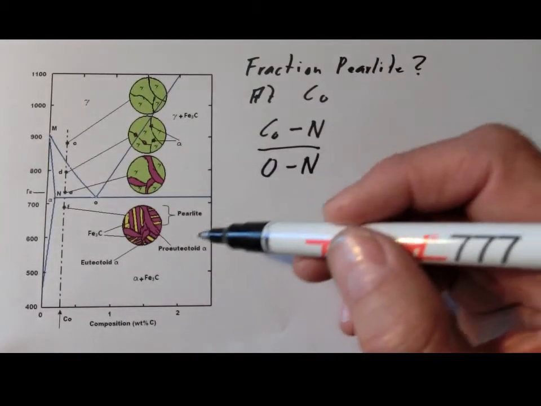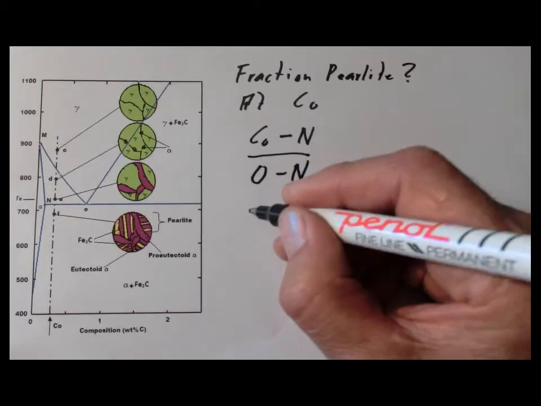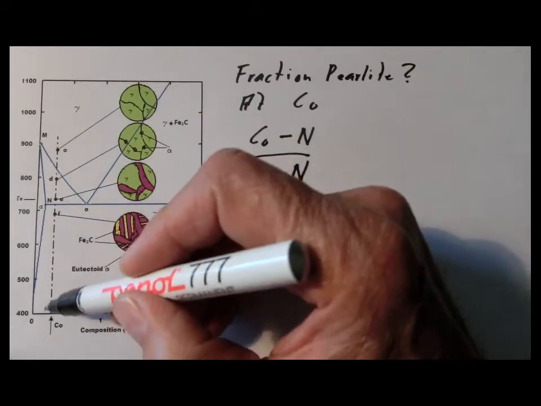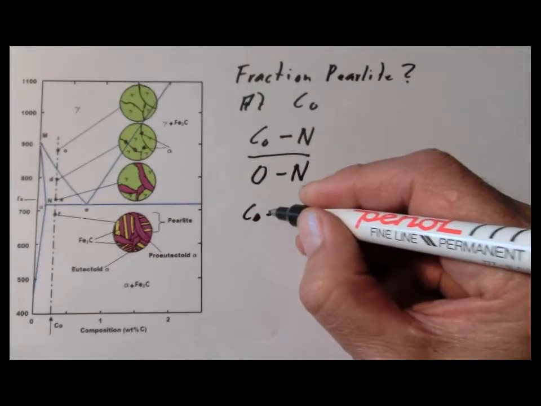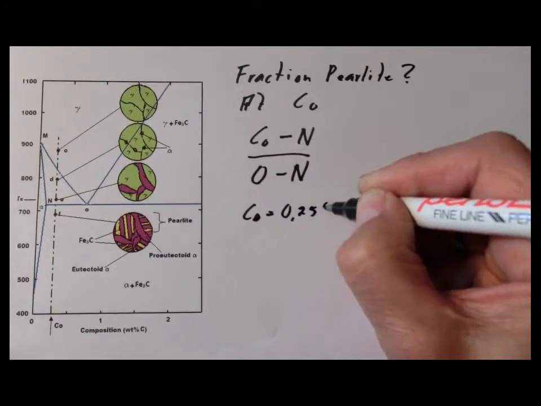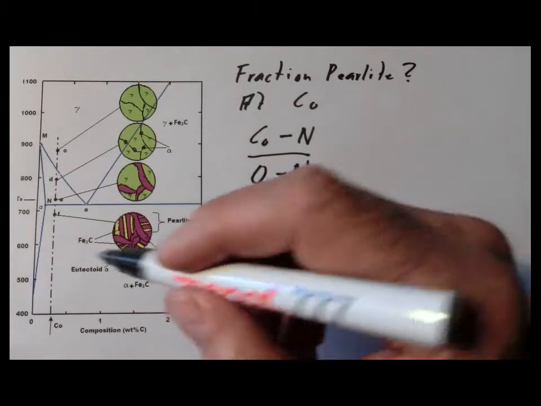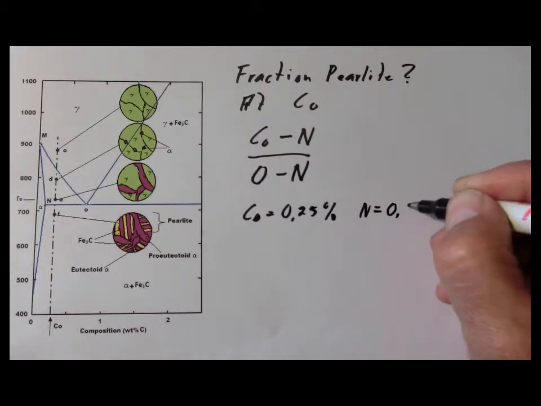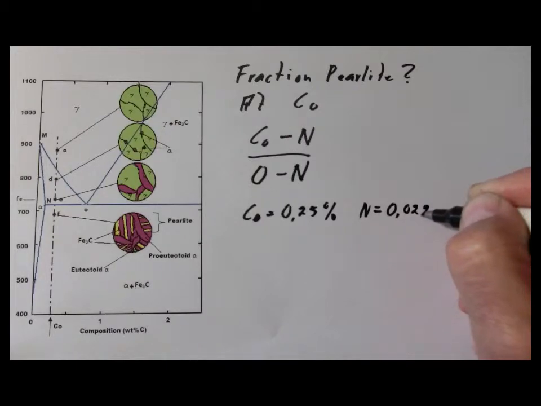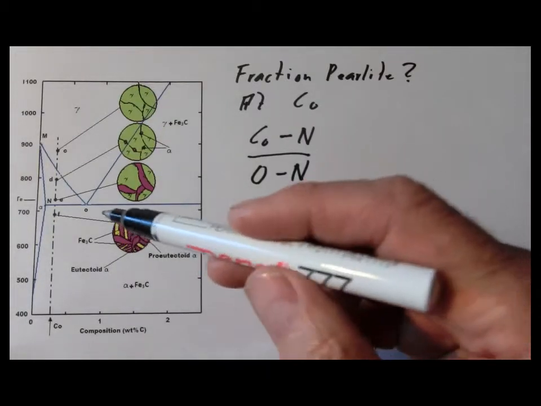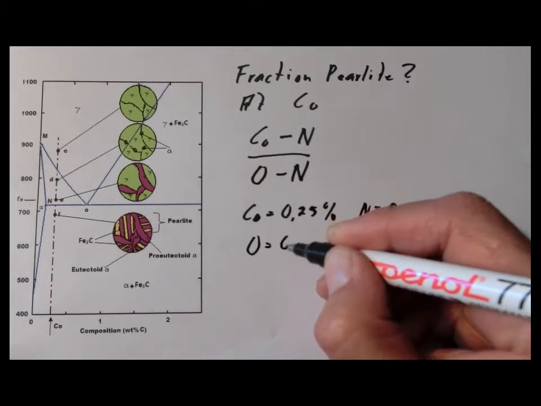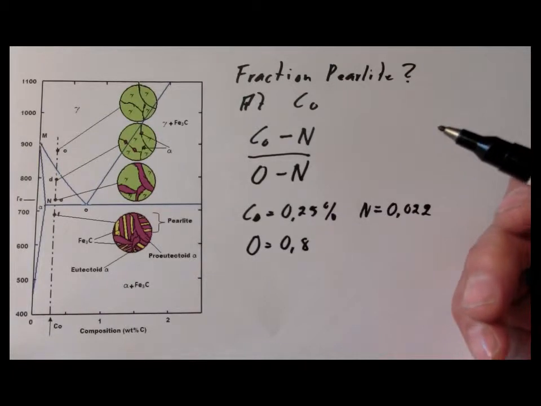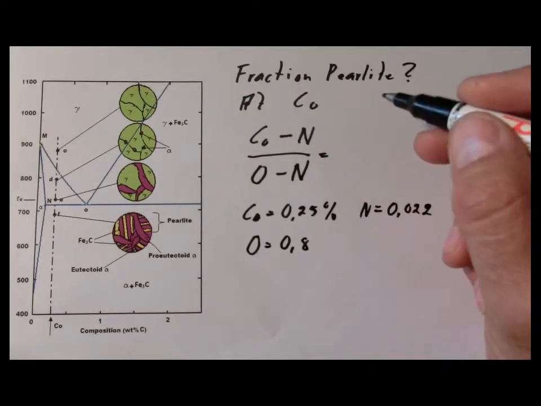And now we should figure out what these letters are. C0 is here, and we have to judge where we are, and we see that it's about 0.25% carbon. And the N, we know that's the maximum solubility, and that's 0.022. And O is of course 0.8, that's the perlite composition.